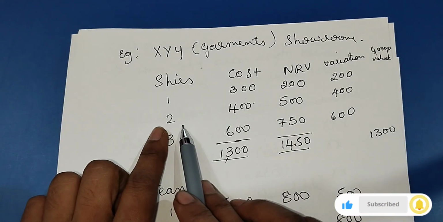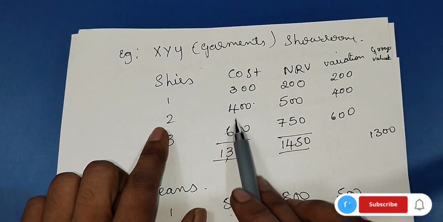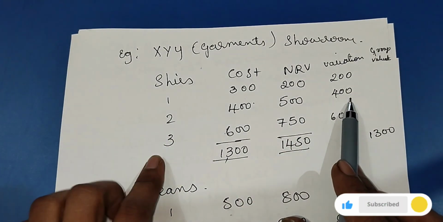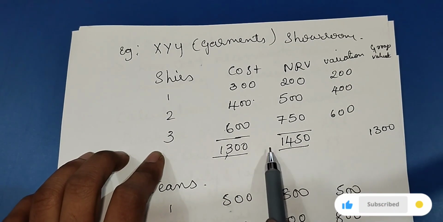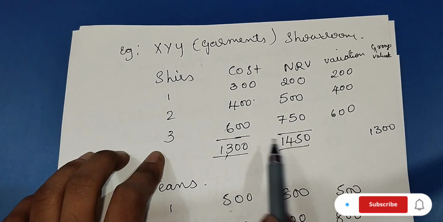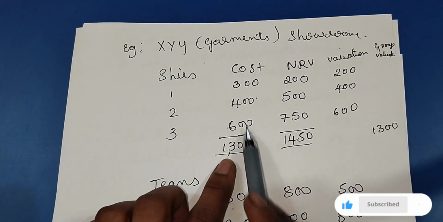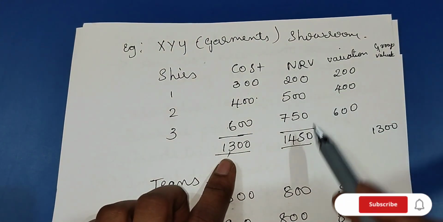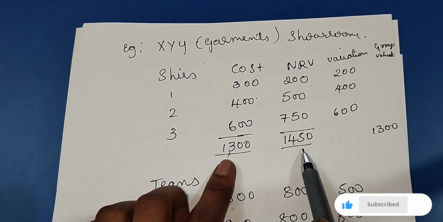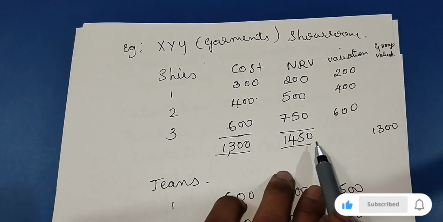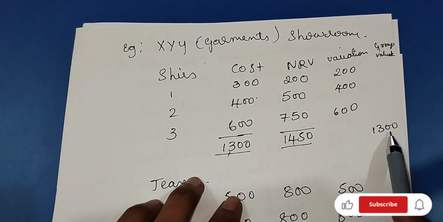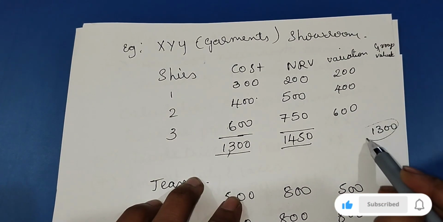Again, in the second item, I have 400, 500. So 400, the cost will be considered. Third item, 600, 750. 600 is considered. If I am doing group valuation, then the sum of cost and the sum of NRV, both sums I am comparing. Whichever is lower, I am considering as the value.